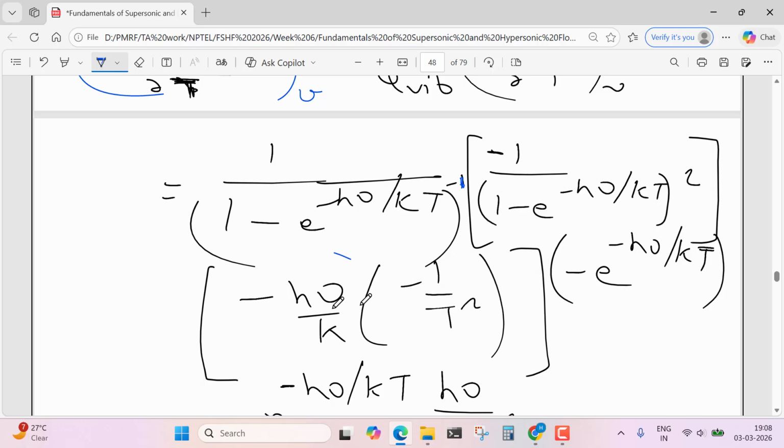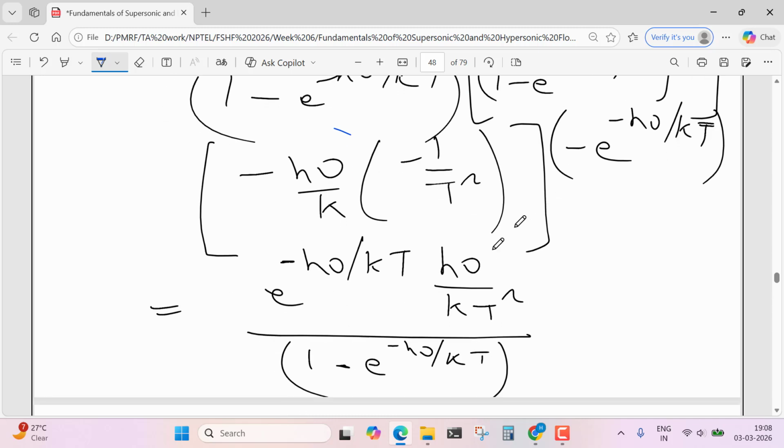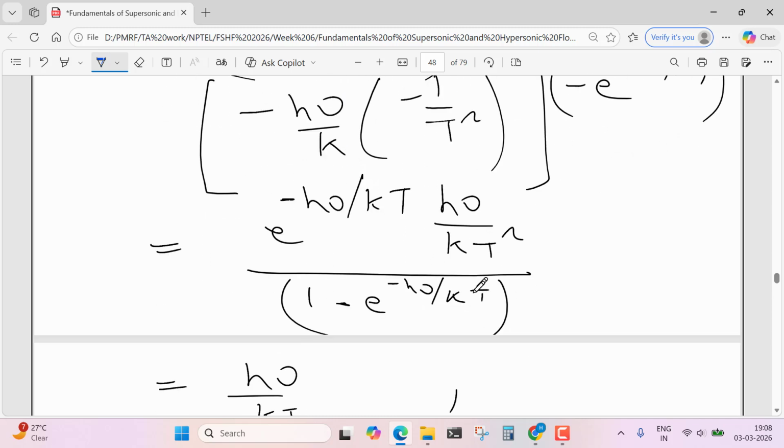So minus minus will become plus, and the multiplication of these two terms will also become plus. So we'll get h nu upon kT square into e to the power minus h nu upon kT upon 1 minus e to the power minus h nu upon kT.